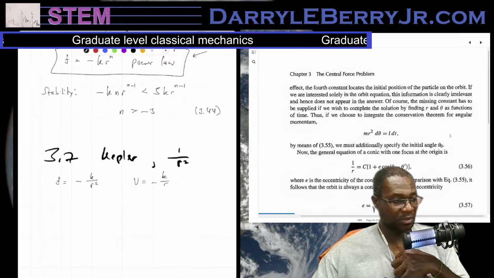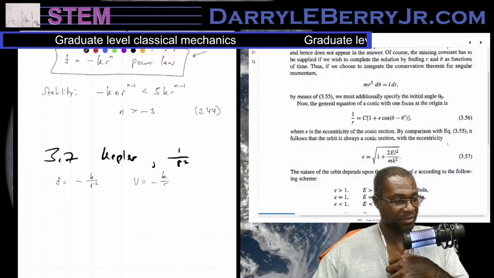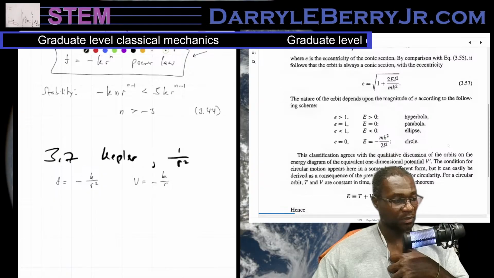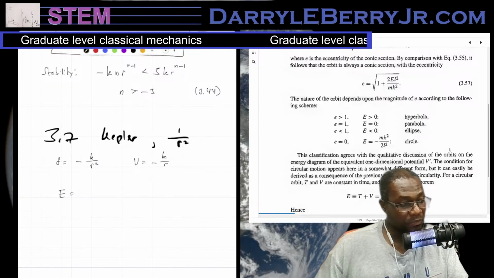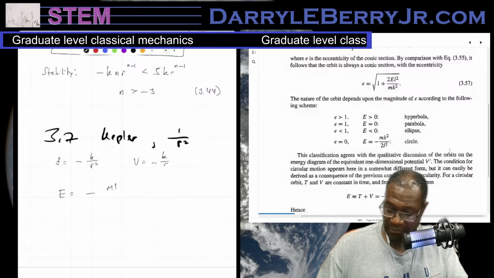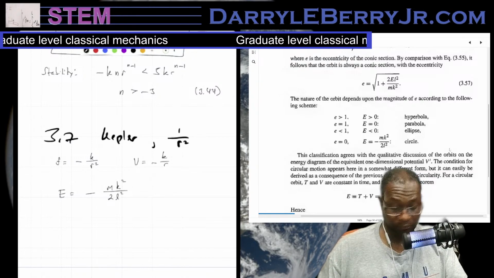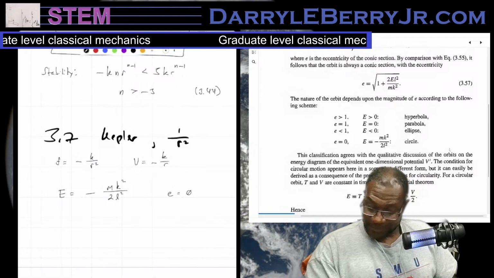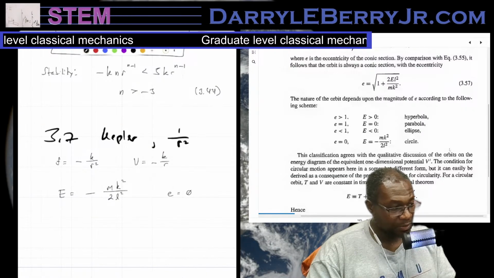Now, the general equation of a conic with one focus at the origin, where e is the eccentricity of the conic section. By comparison, the nature of the orbit depends on the magnitude of e according to the following scheme. So we're dealing with a circular orbit. So E equals negative m k squared over 2L squared. Eccentricity equals 0. This classification agrees with the quantitative discussion of the orbits on an energy diagram.